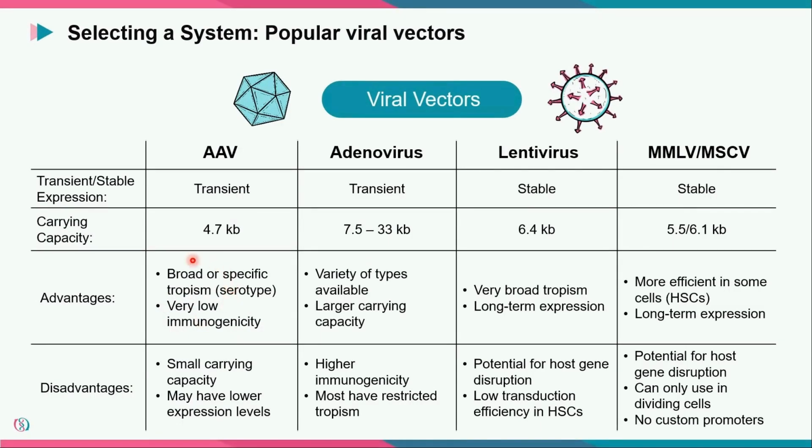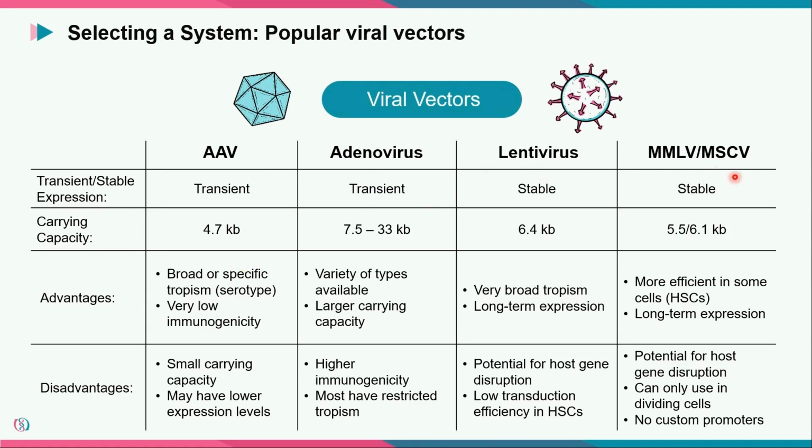And you can also take advantage of various different serotypes. So the capsid for the AAV virus, you can choose between different types of proteins that are present on that capsid that's going to give you either broad or very specific targeting or tropism.